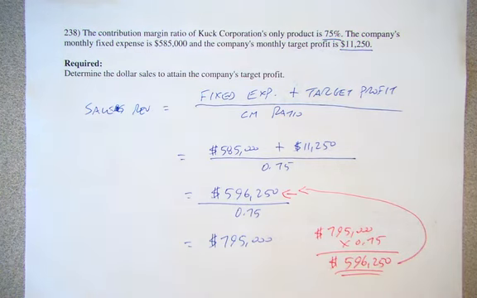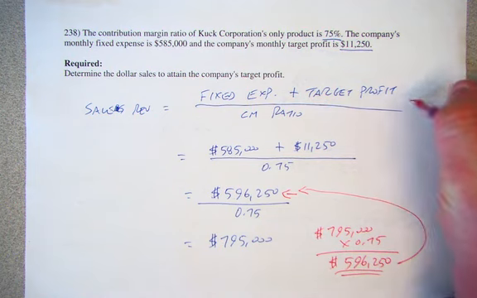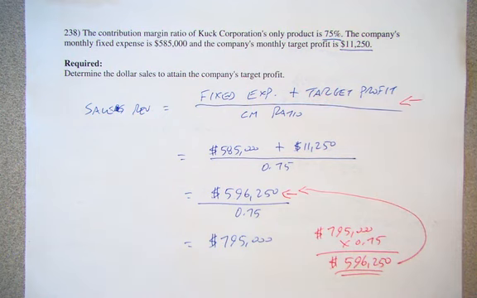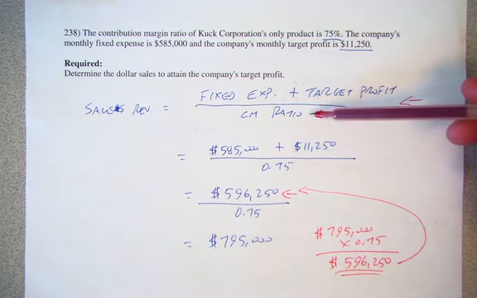Now, one thing I'd like to point out is that it seems like with cost volume profit analysis there are a lot of formulas to remember. But I would argue that there really are two that you need to remember. One would be the formula we have right here. If you need to figure out sales revenue for a specific target profit, you simply take your fixed cost and your target profit, divide by your contribution margin ratio.